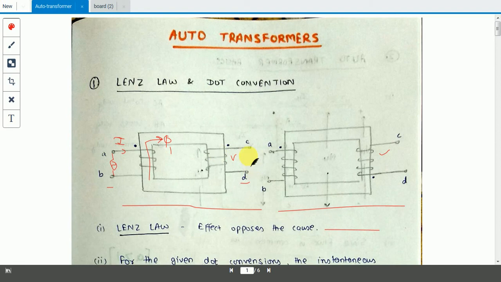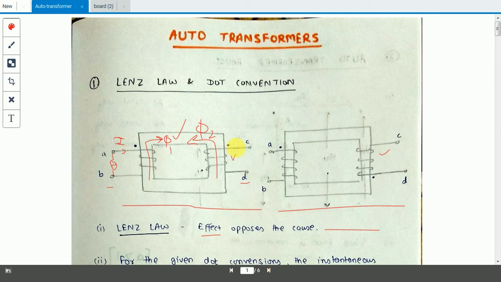That voltage will create a current which in turn will produce a flux which will oppose this flux. So the effect will be another flux in this direction, opposing the flux phi 1. This flux is known as phi 2. If the direction of phi 2 is from downwards to upwards, from right to left, in this direction, what will be the direction of current flowing in this winding?